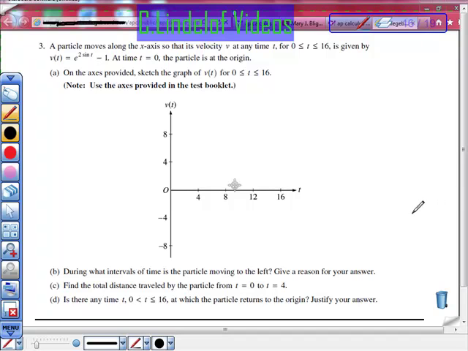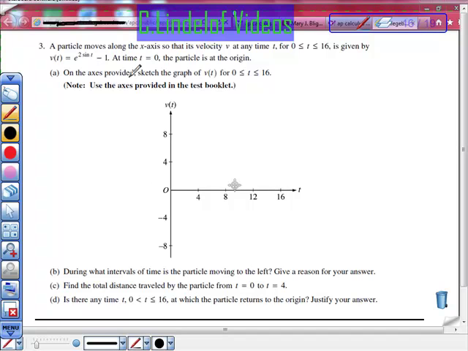So here's one. This is off the 2002 AP exam. It says that a particle moves along the x-axis so that its velocity v at any time t, for t greater than or equal to 0 and less than or equal to 16, is given by v of t equals e to the 2 sine of t minus 1. At time t equals 0, the particle is at the origin.